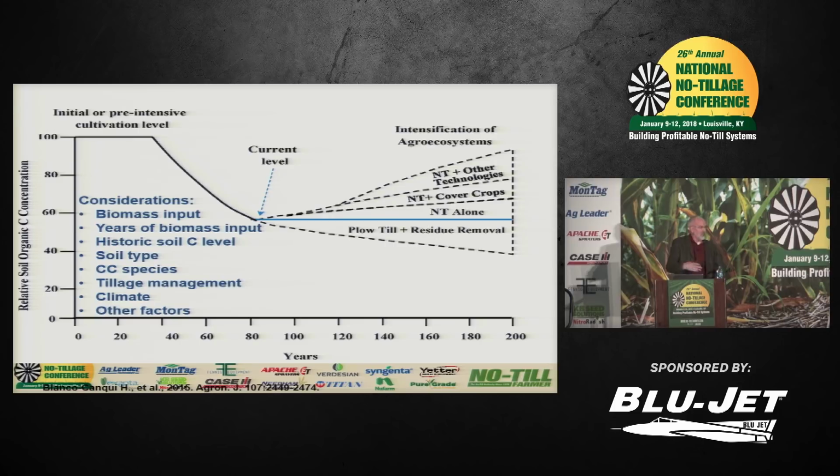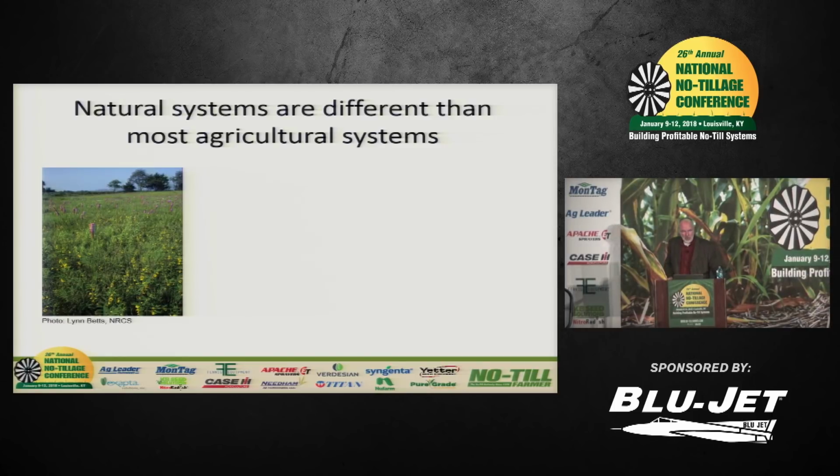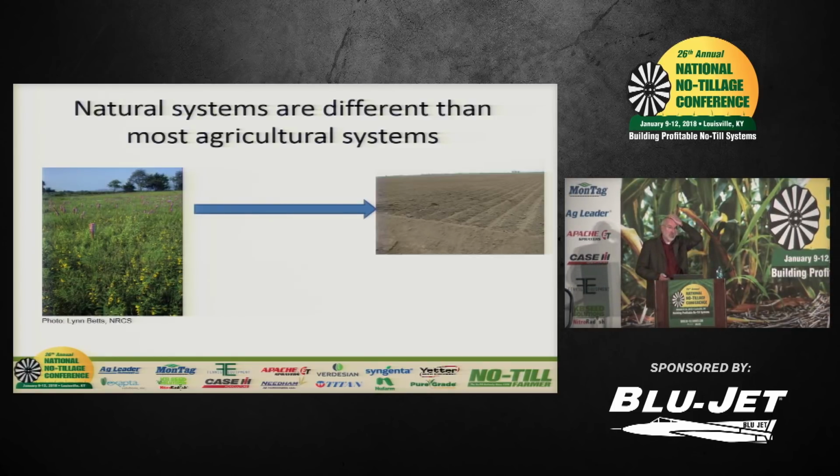We're returning crop residue. We're not tilling. We're adding manures or biosolids. So we can drive that up pretty quickly, but notice that the line is not as steep as the line of decline. So once we lose it, it's harder to recover it. So our natural systems are different than most agricultural systems.